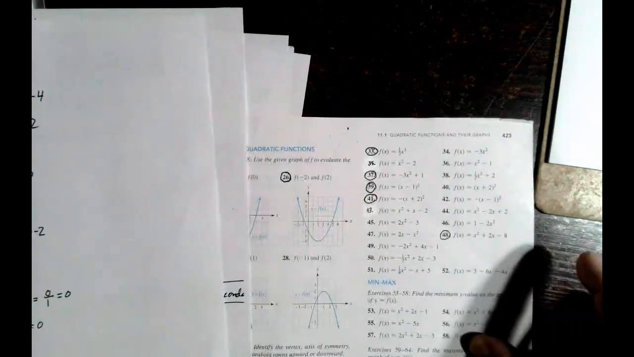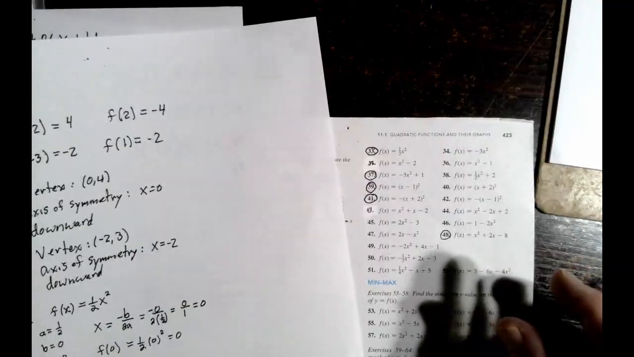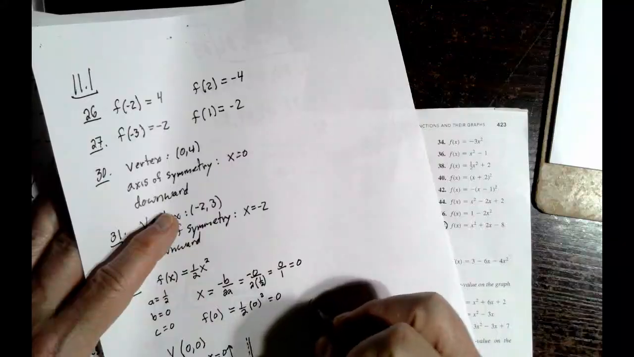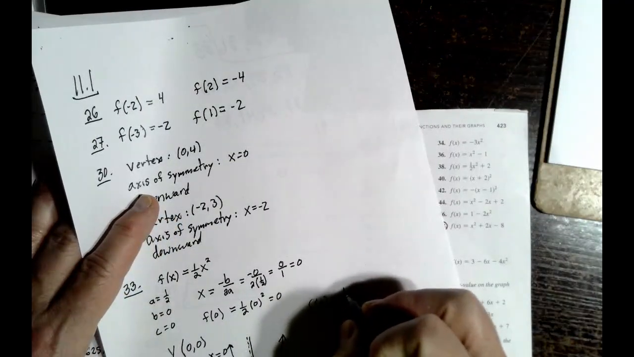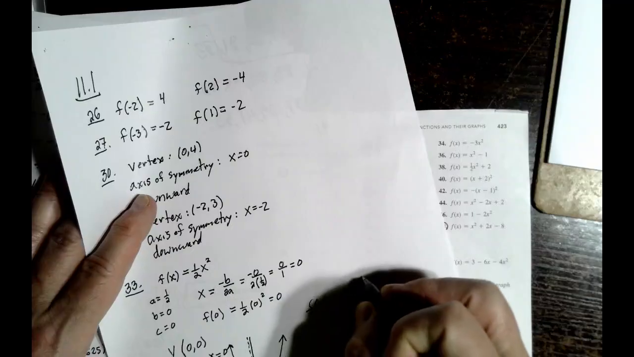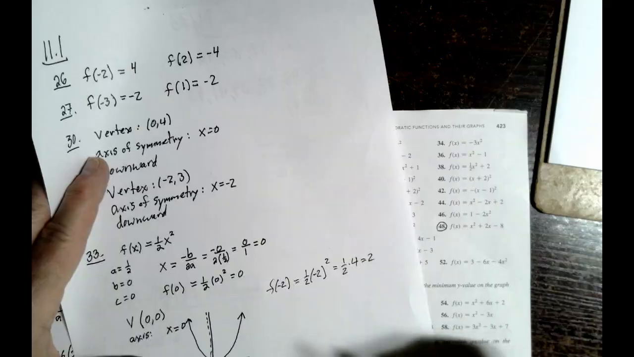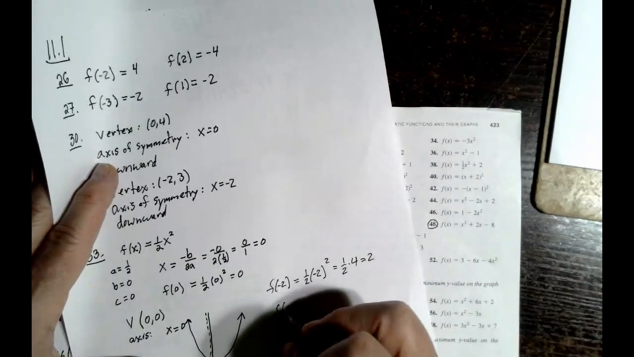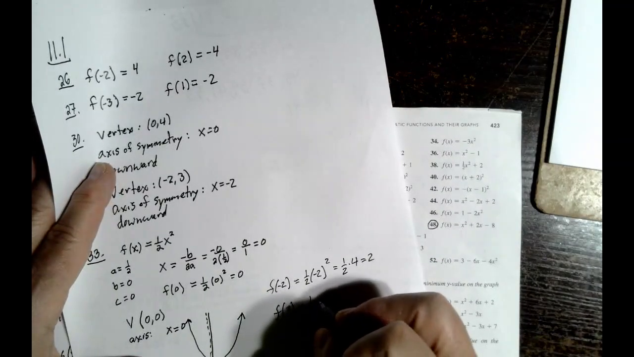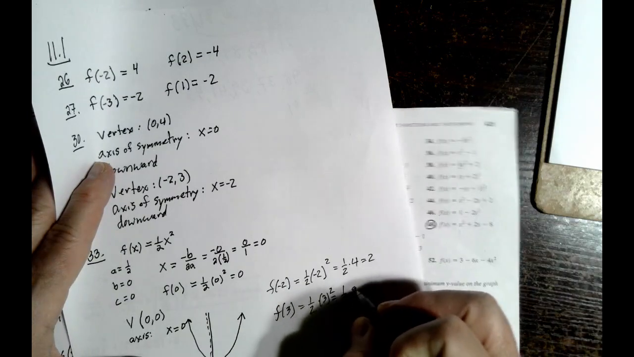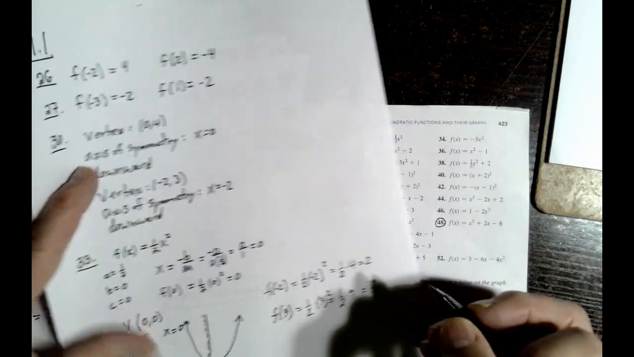Alright? And then they ask you to figure out where f of negative 2 is and f of positive 3 is. f of negative 2 is 1/2 times negative 2 squared, which is 1/2 times 4, which is 2. f of 3 is 1/2 times 3 squared, which is 1/2 times 9, or 9/2. Alright, and so that's 33.